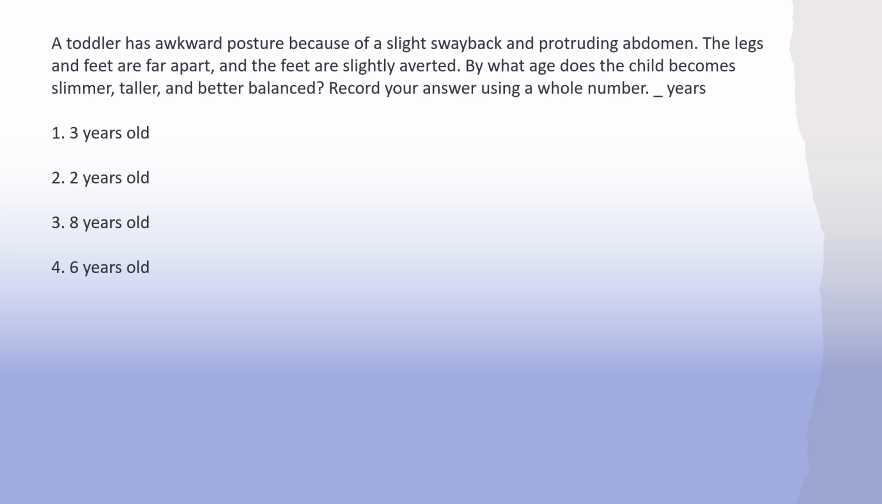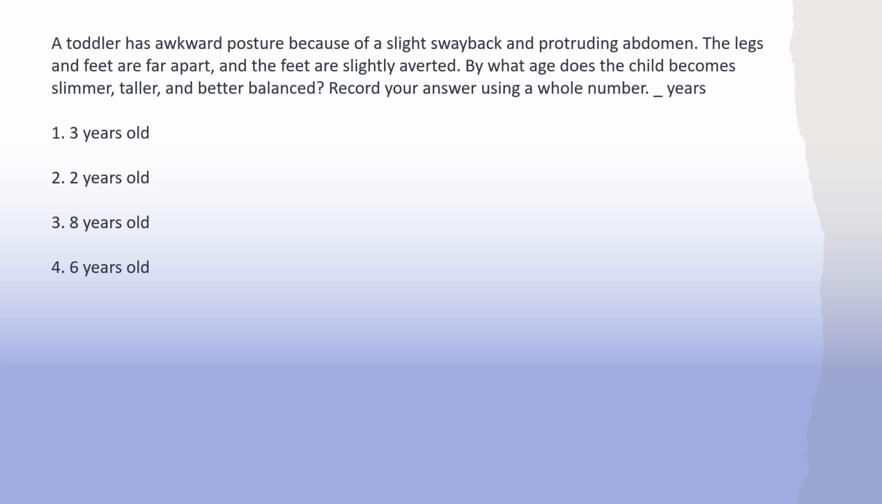A toddler has awkward posture because of a slight sway back and protruding abdomen. The legs and feet are far apart and the feet are slightly everted. By what age does the child become slimmer, taller, and better balanced? Record your answer using a whole number.